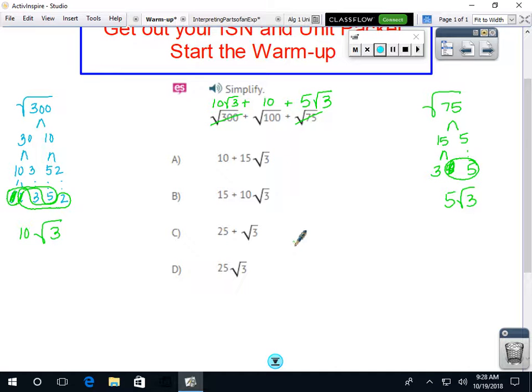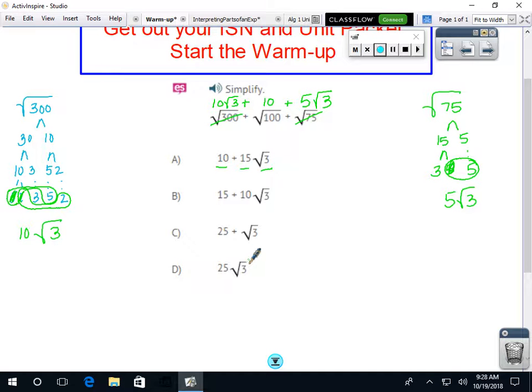So now they still don't all match, but two of them at least do. The square roots of 3 are the same, so you can add their coefficients. 10 plus 5 is 15 square roots of 3, and then just plus 10, which they put at the beginning.